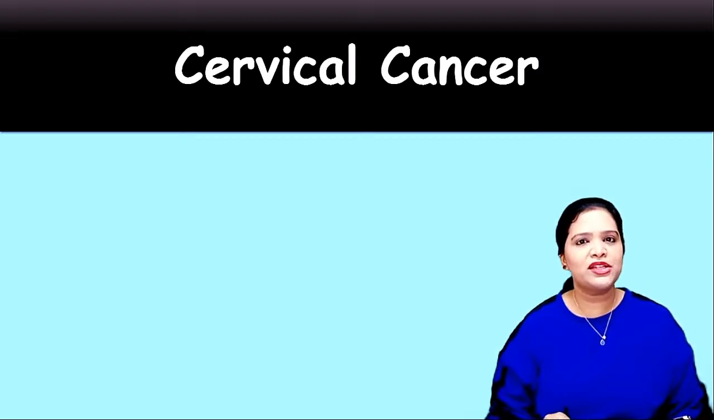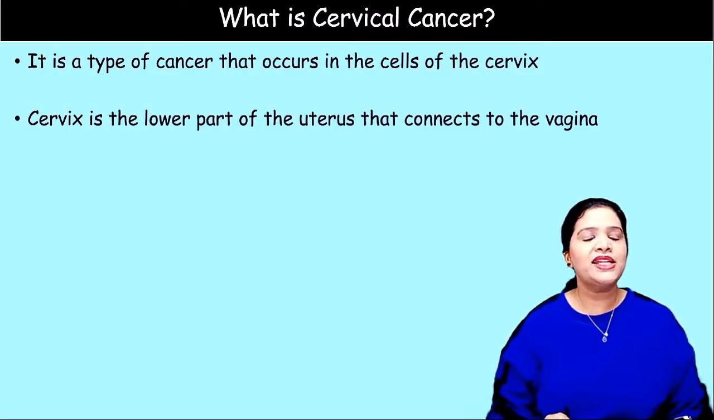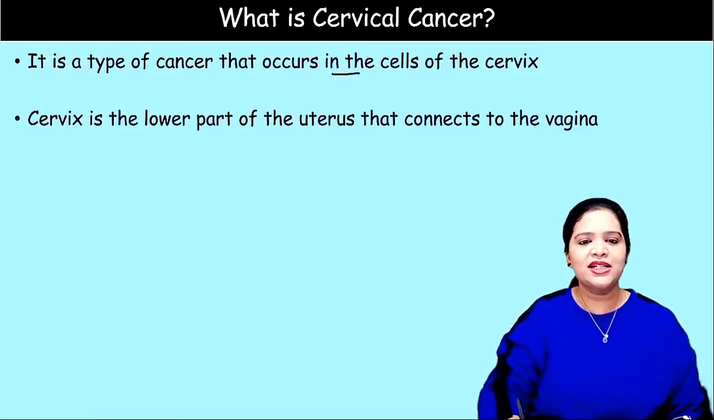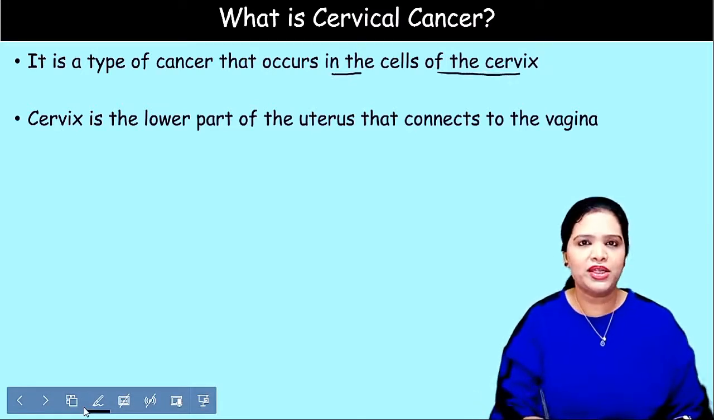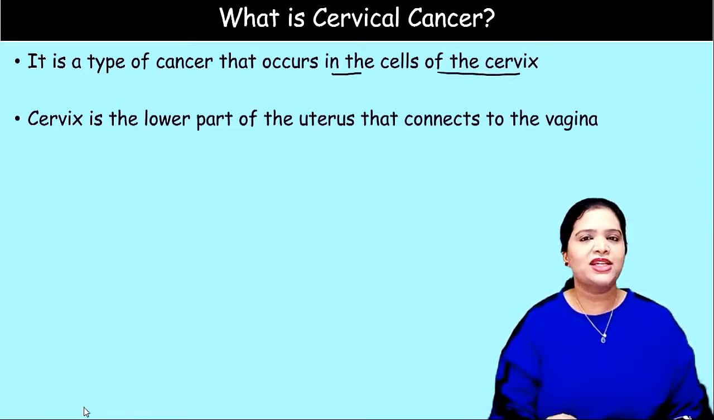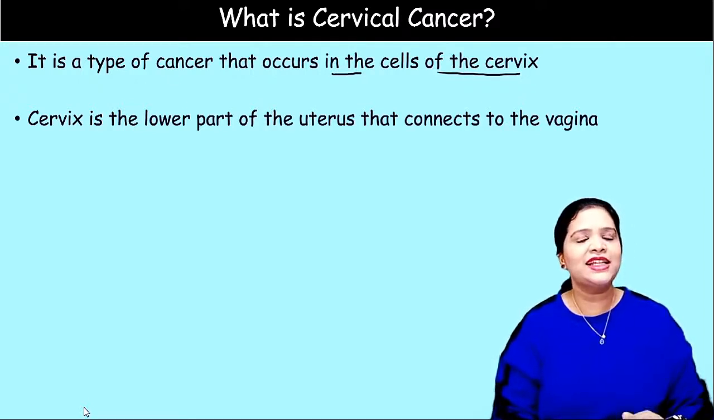Right. So first, what is cervical cancer? It is the type of cancer that occurs in the cells of the cervix. So we know cancer, right? Cancer is an abnormal growth of cells or tissues that could affect any part of our body or any organs. So similarly, if the cancer occurs in the cervix, that is called cervical cancer, right?